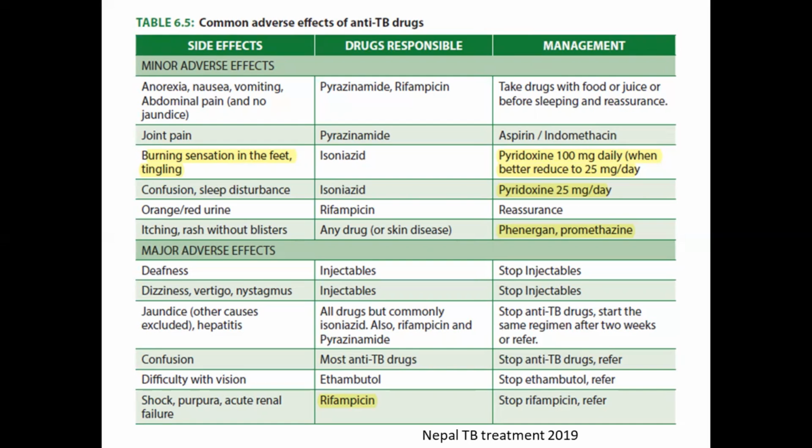And as you know, the major adverse effects are mostly due to the second line drugs like the injectable drugs, which could cause deafness, dizziness, vertigo. And in first line anti-TB drugs, you should know the major side effect is hepatitis. That is, if the patient develops jaundice or deranged liver function tests, then you should again stop the drug, and you should start the reintroduction of the drugs slowly after the hepatic enzymes normalize.